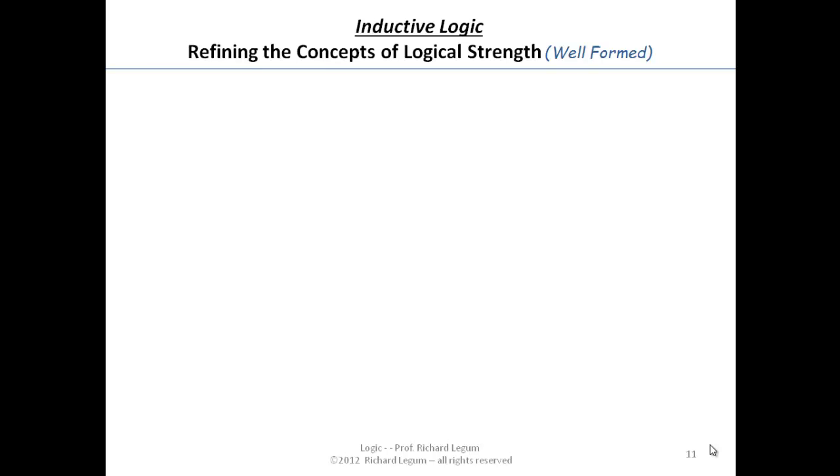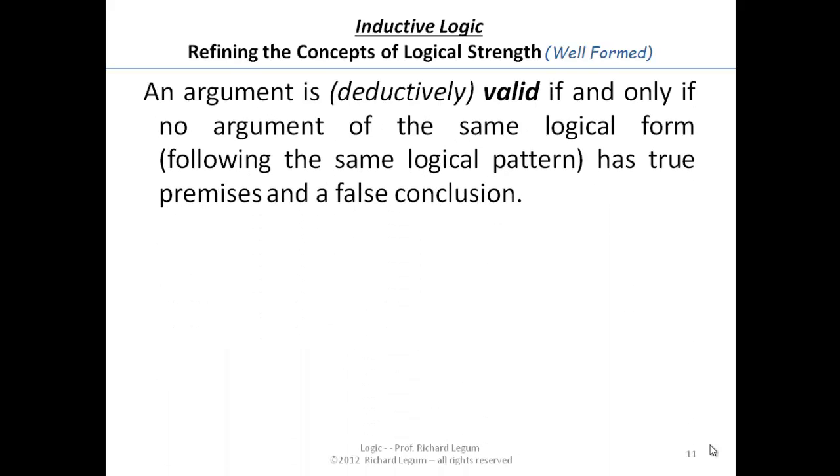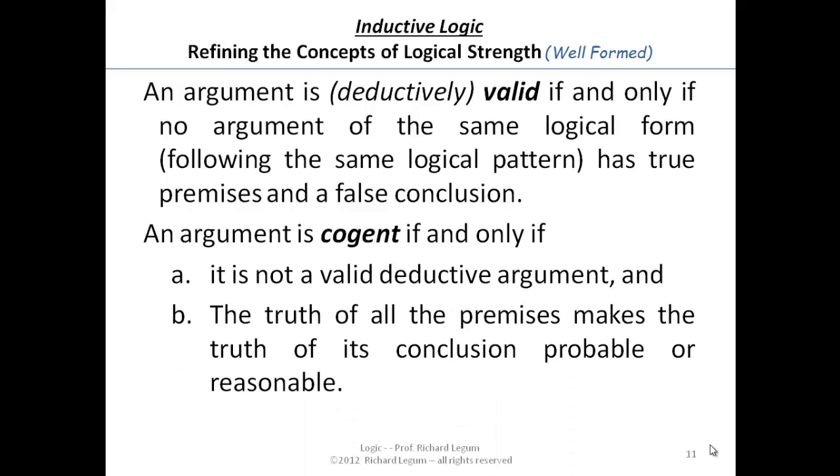Well, now we're going to have to define our concept of logical strength, of well-formed, good inference from premises to conclusion. We started out saying that an argument is deductively valid if and only if no argument of the same logical form, following the same logical pattern, has true premises and a false conclusion. That was the only way it could be well-formed.